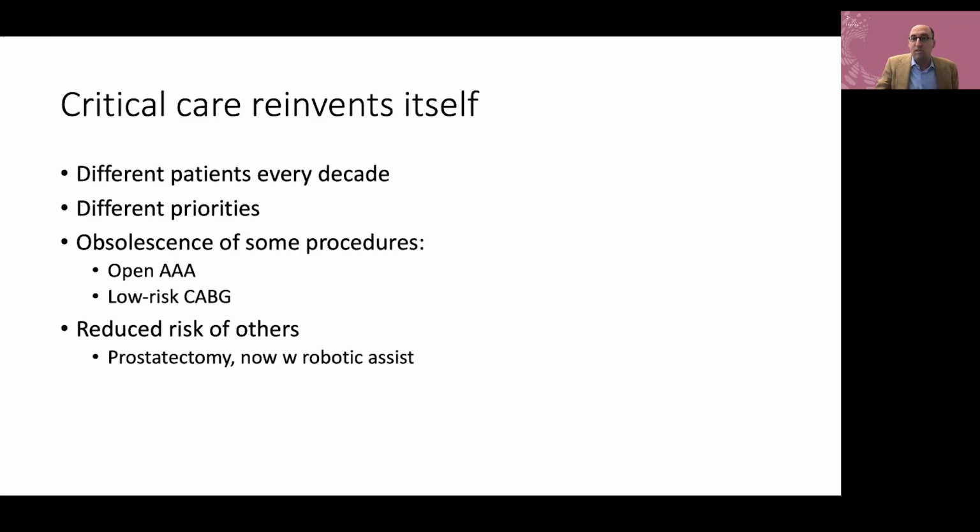So the difference in the work done between different ICUs would be expected to change over time as well. You think about some procedures that are largely, not completely, but largely obsolete, and once were very common, like open aortic aneurysm repairs or low-risk CABGs. And then the reduced risk of other procedures. Prostatectomy is now practically an outpatient procedure. We hardly ever see these patients in the ICU. Yet once upon a time, we may have seen them much more often. What that means is the difference between ICUs may be a difference that only lasts 3, 5, maybe 7 years.